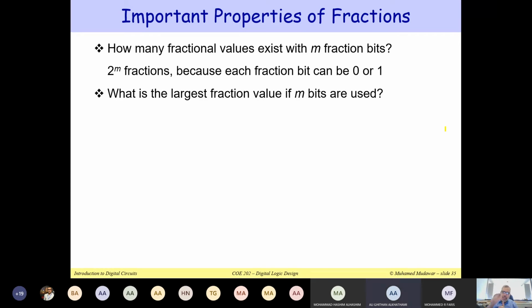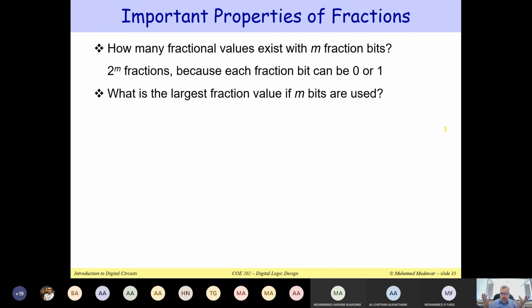That's a fraction. So 0.1111, if you use m ones, what's the value of this? Let me do it in decimal. If I use just 2 digits in decimal, 0.99, what's the value? 0.99. So what is the value of 0.99?